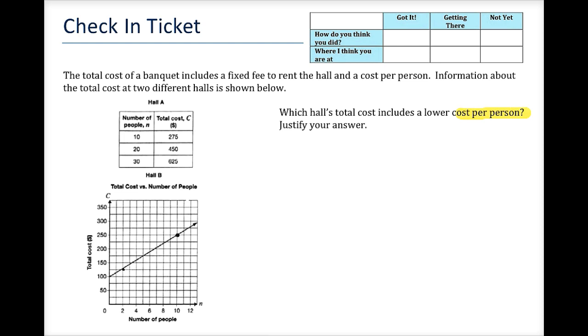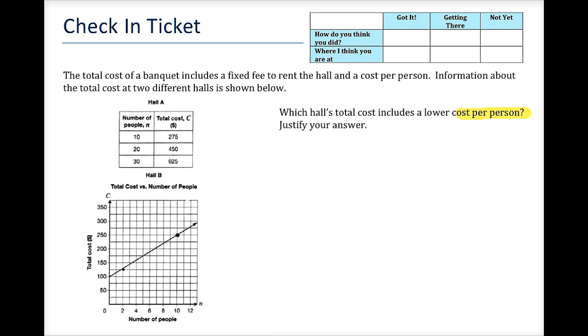So one of the things is that you have to interpret, first of all, that the cost per person means the rate of change. So we're talking about cost being the dependent variable over here. You can see total cost, and the number of people is the independent variable. So the cost per person, the cost for each person, is what we would describe as the rate of change of this relation. So that's what we're trying to find.